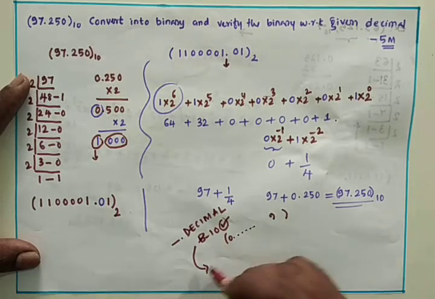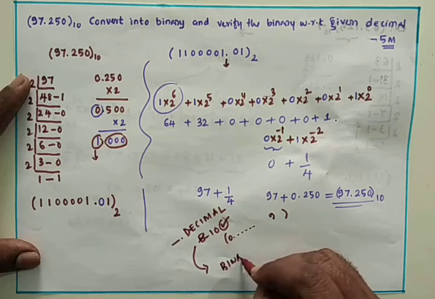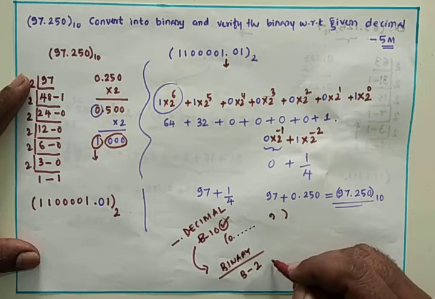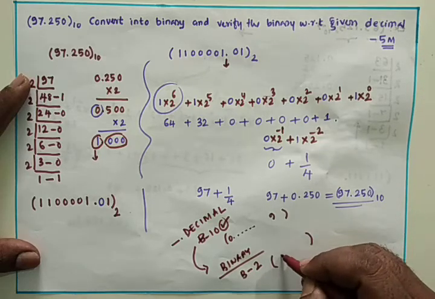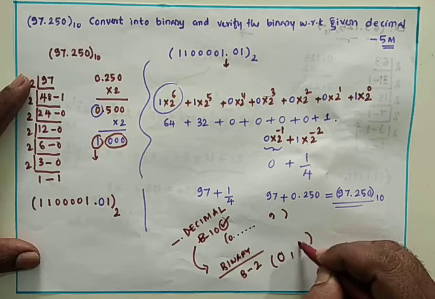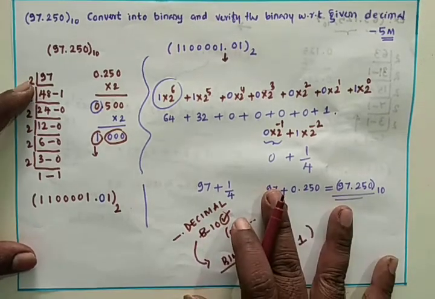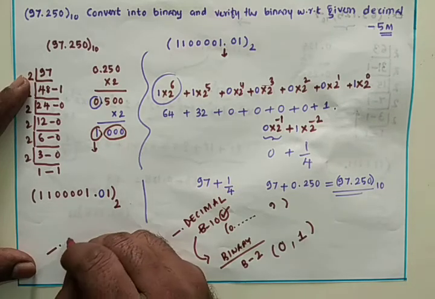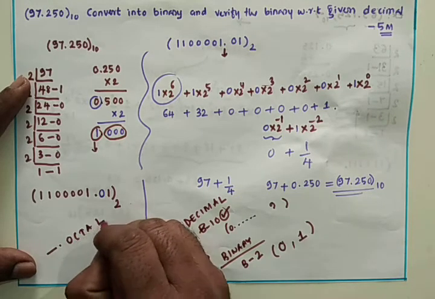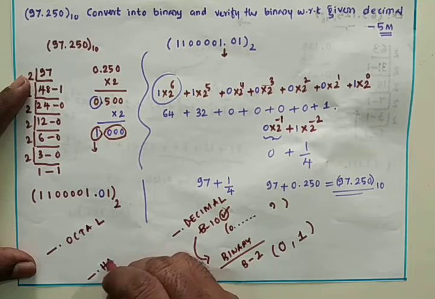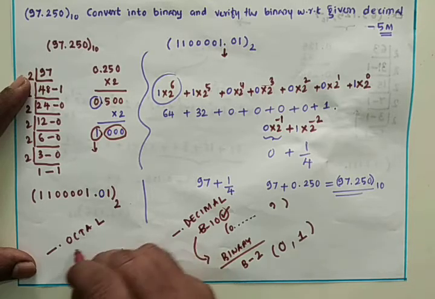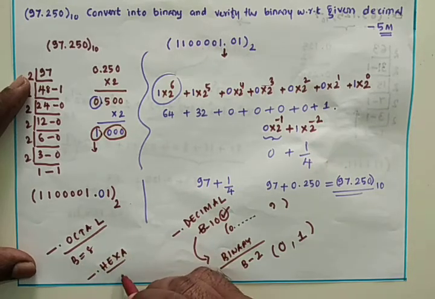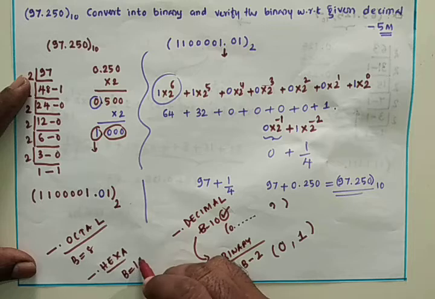And after that we have studied the binary number system, whose base is 2 and which has only 2 digits, that is 0 and 1. And the remaining two number systems we have to study. The next one is called the octal number system, and the next one is the hexadecimal number system. In octal number system, base is 8. In the hexadecimal number system, base is 16.